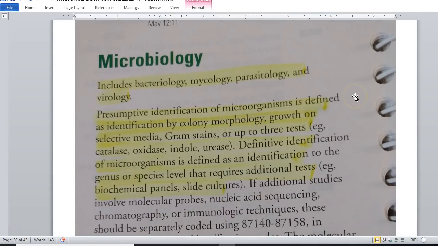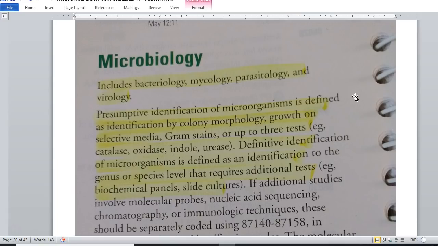Now, microbiology gets to all of our nasty bits. This is the bacteriology, mycology, parasitology, virology. Bacteria, funguses, parasites, viruses. So again, they have to tell us what we're looking at. They tell us presumptive identification of microorganisms is defined as identification by colony morphology, growth on selective media, and gram stains, up to 3 tests, including catalase, oxidase, indole, or urease. Definitive identification of microorganisms is defined as identification to the genus or species level that requires additional tests, such as biochemical panels or slide cultures.